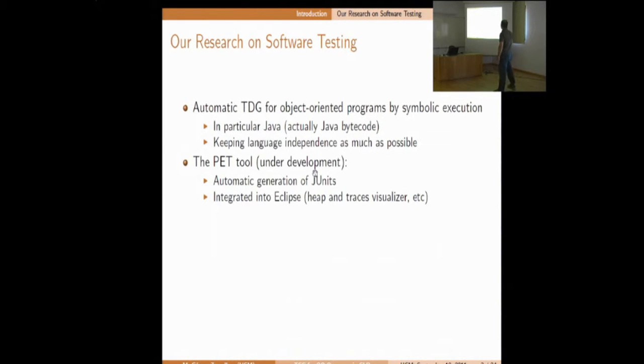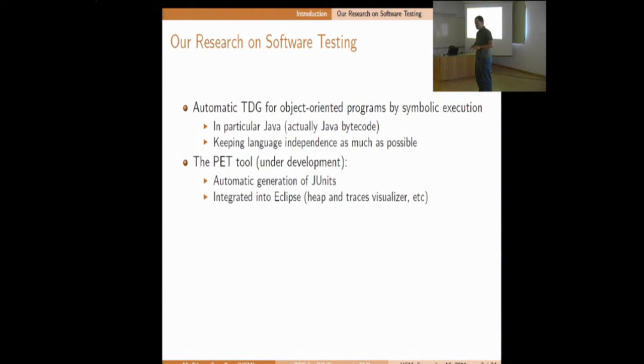And this is what we have been doing for a couple of years. We want to do automatic test data generation by symbolic execution, considering object-oriented programs, and in particular we have been targeting Java. But we have always tried to be as language independent as possible, so that we can reuse our techniques. We are developing a tool called PET, which I will show later, but basically it is integrated in the Eclipse environment.